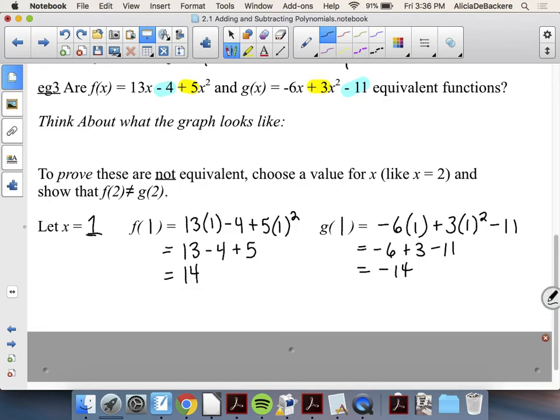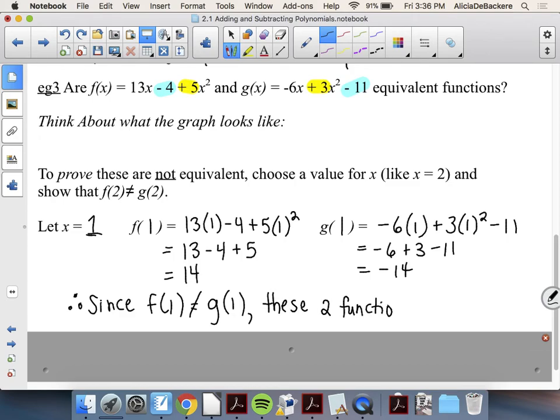This tells me that f at 1, the y value when x equals 1, is not equal to g at 1, the y value when x equals 1 on the second graph. So because the y values are not the same, these two functions are not equivalent. I've shown that the graphs will not be the same.